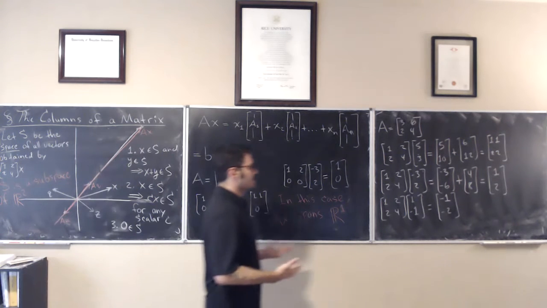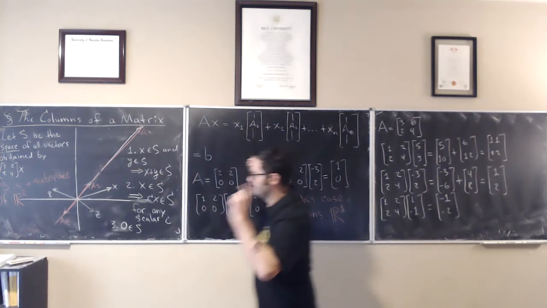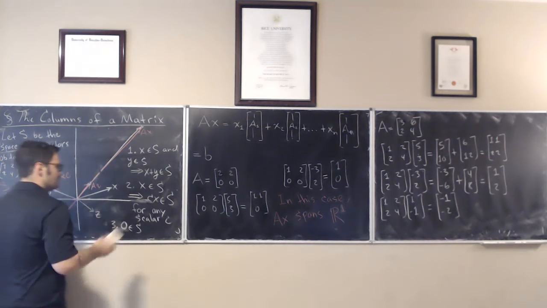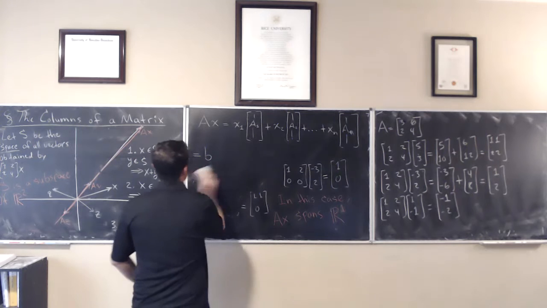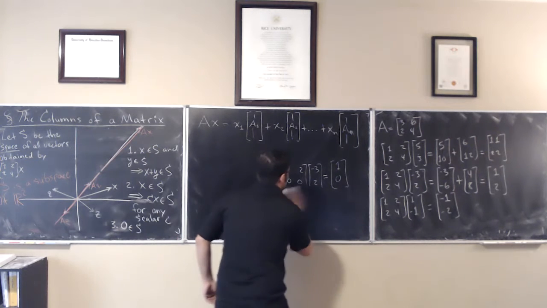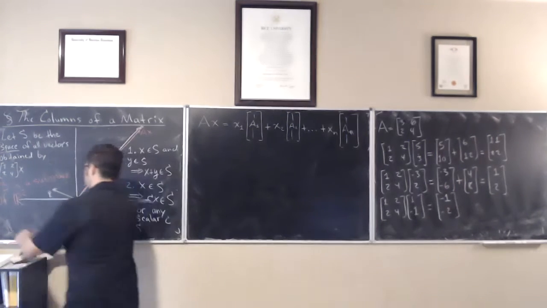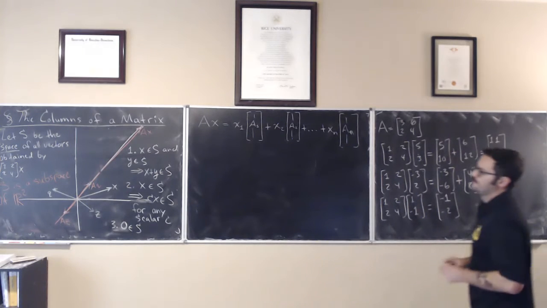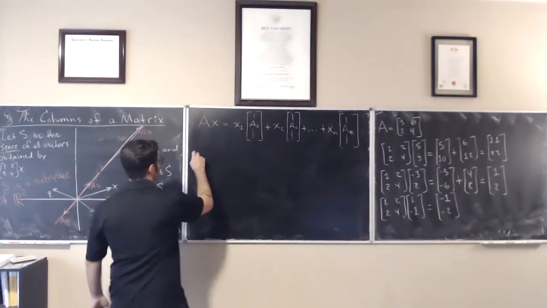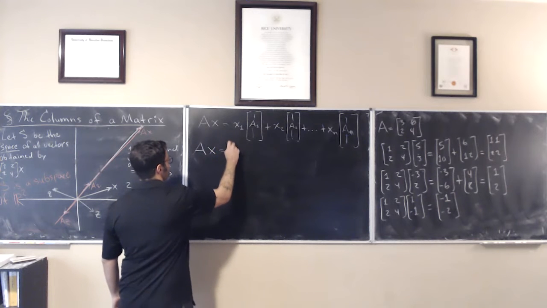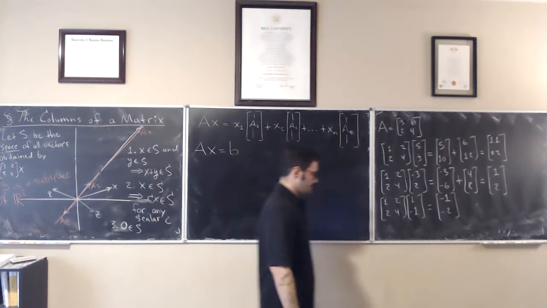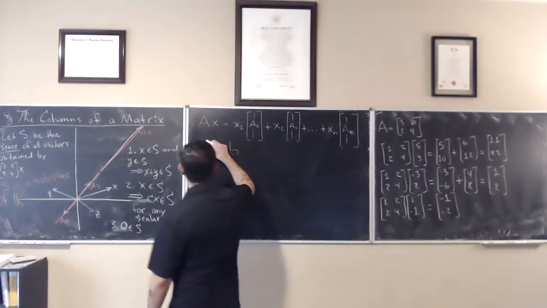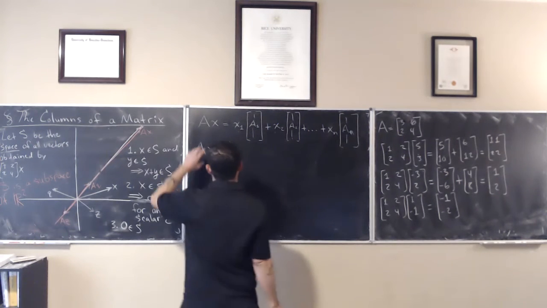So why am I pointing this out? Why am I so concerned about landing on a line and not in the space all around it? The reason I'm concerned is this: we want to solve systems of equations. Systems of equations look like this. You want to solve that. However, what is AX? AX is a linear combination of the columns of A.